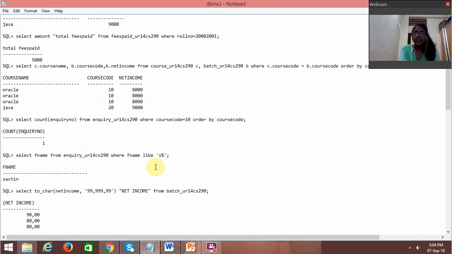Now why do we use this modulus sign is to say any number of characters followed by S. So all that the question said is that your starting letter should be S. So you should have your starting as S and followed by any number of characters. First name, like is the keyword used to compare, and then this is the output.